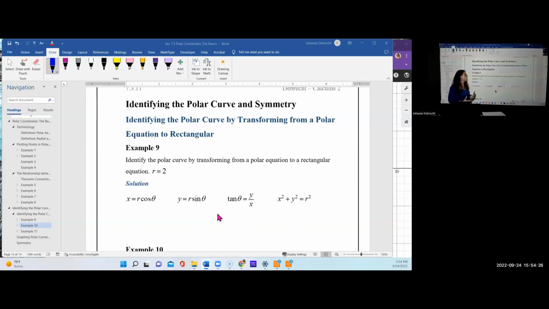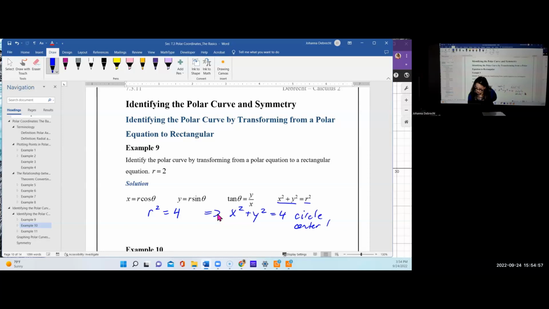Well, we need something that relates r to x and y. We're trying to get back to a rectangular equation in terms of x and y. I don't have r squared, but I have r. I can get r squared by simply taking this and squaring both sides, and that gives me 4. Then I can replace the r squared with x squared plus y squared, and I get x squared plus y squared equals 4, which is a circle with the center at the origin, radius of 2.